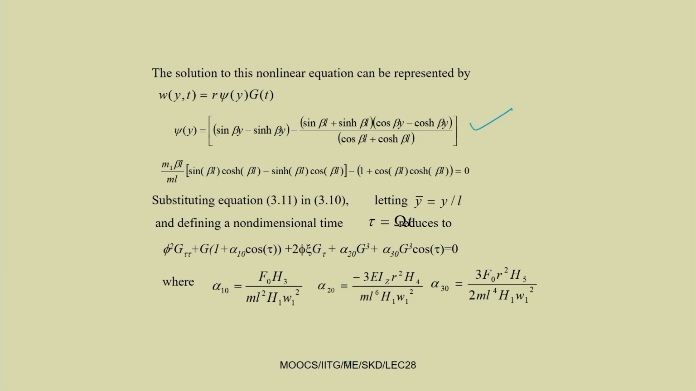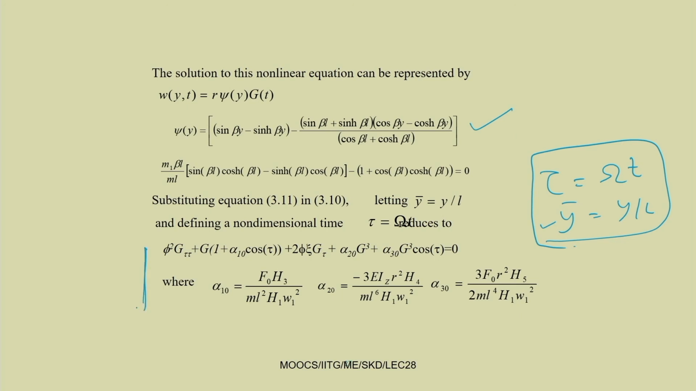Now, taking the non-dimensional time, that is tau equal to omega t, and y bar equal to y by L. So, this is the non-dimensional time and this is the position. So, y is along the length of the beam. Then y bar is the non-dimensional position, equal to y by L. Taking that, this equation reduces to this form.